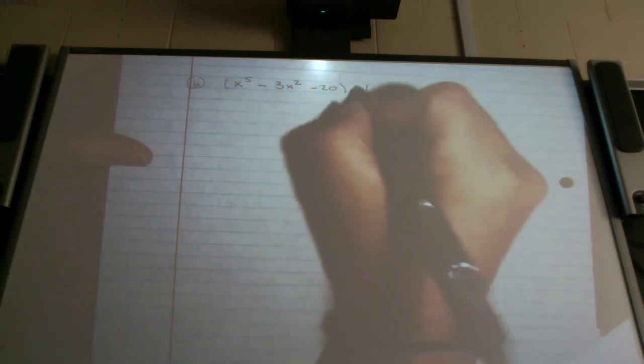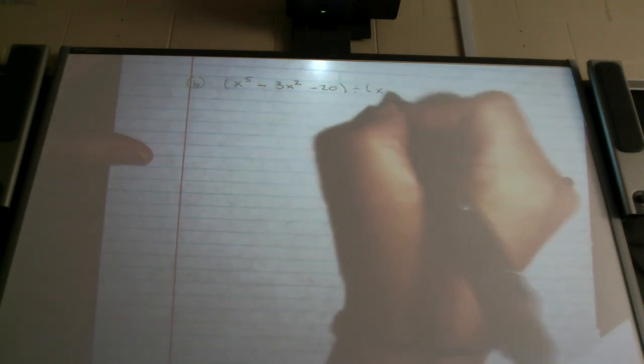And then let's look at the last one. Check your understanding B. We've got x to the 5th minus 3x squared minus 20. And that needs to be divided by x minus 2.